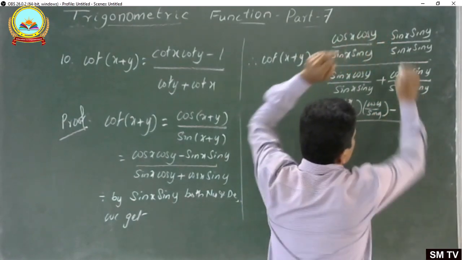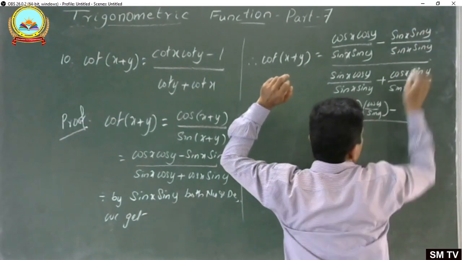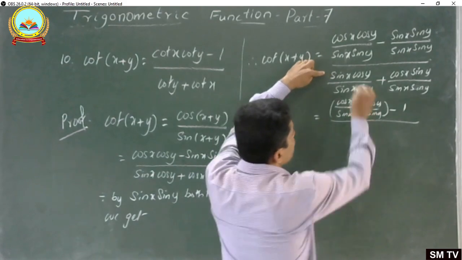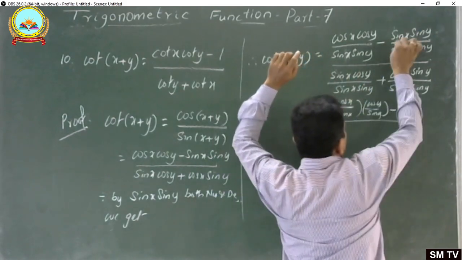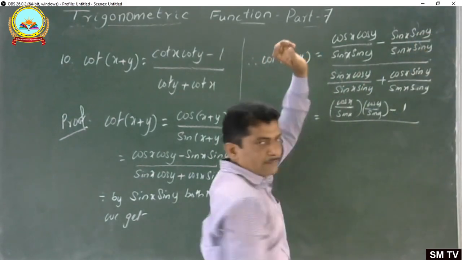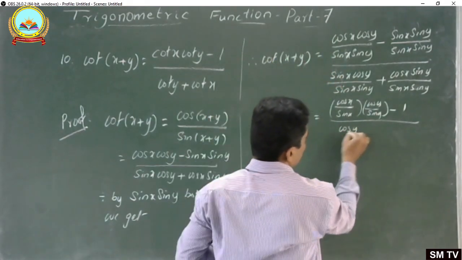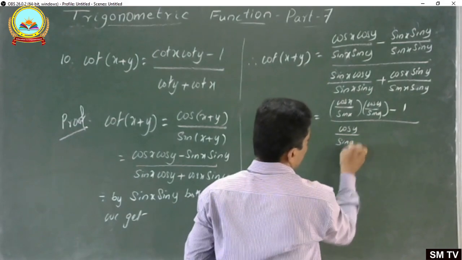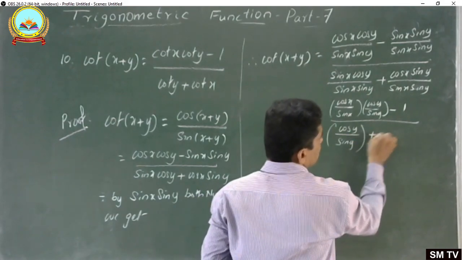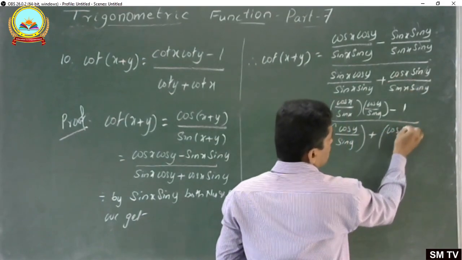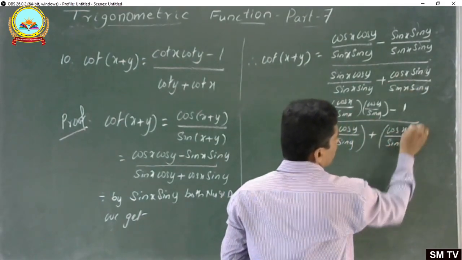Minus, sin x cancels, sin y cancels, you get 1 into 1, which is 1. In the denominator, sin x cancels. Here sin x, sin y cancel. The remaining terms are cos of y divided by sin of y plus, here sin of y cancels, cos of x divided by sin of x.